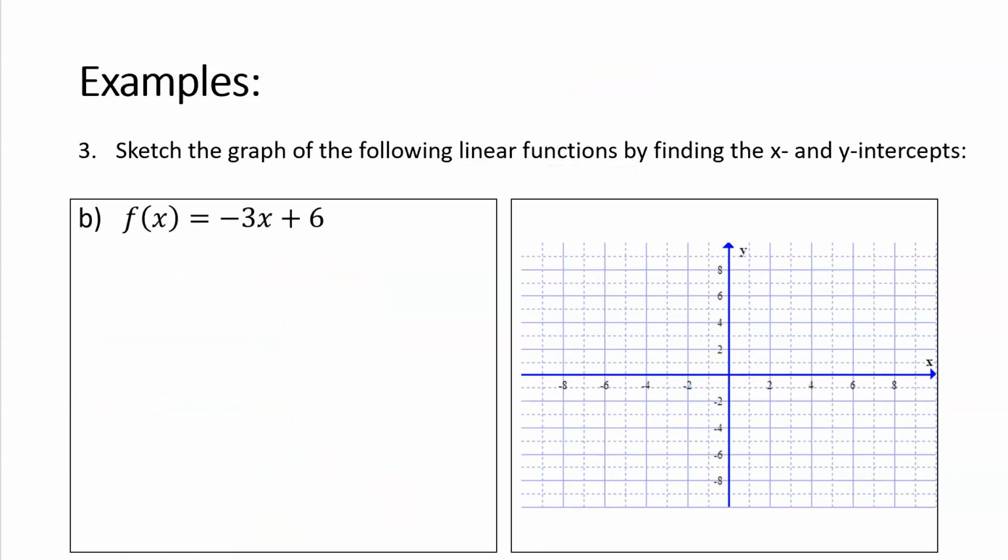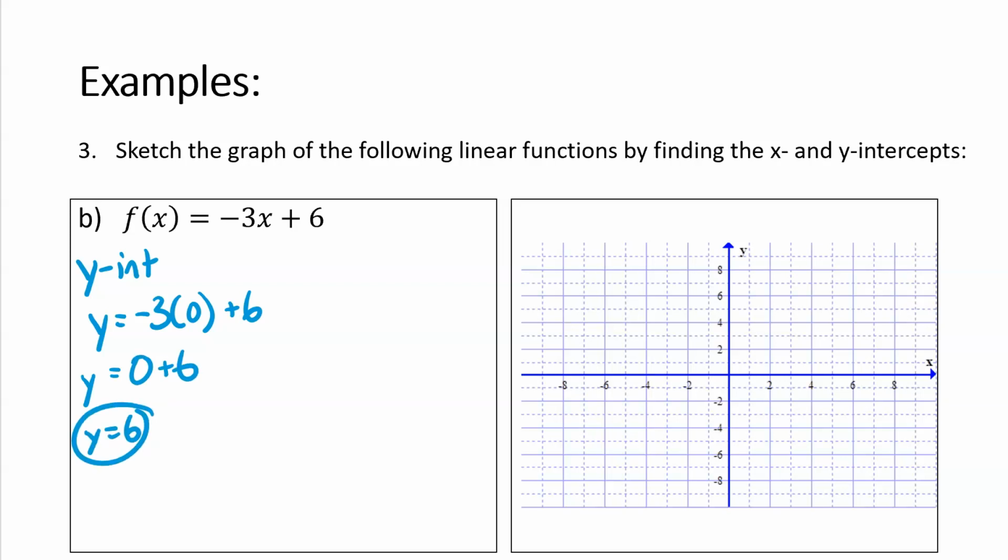And on to the last example. We have another function, and again, we want to graph it by finding the x and y intercepts. So y-intercept happens when x is 0. So we'll solve for the y, and we'll substitute each x with a 0. So we'll have y equals 0 plus 6, or just y equals 6. That's our y-intercept.